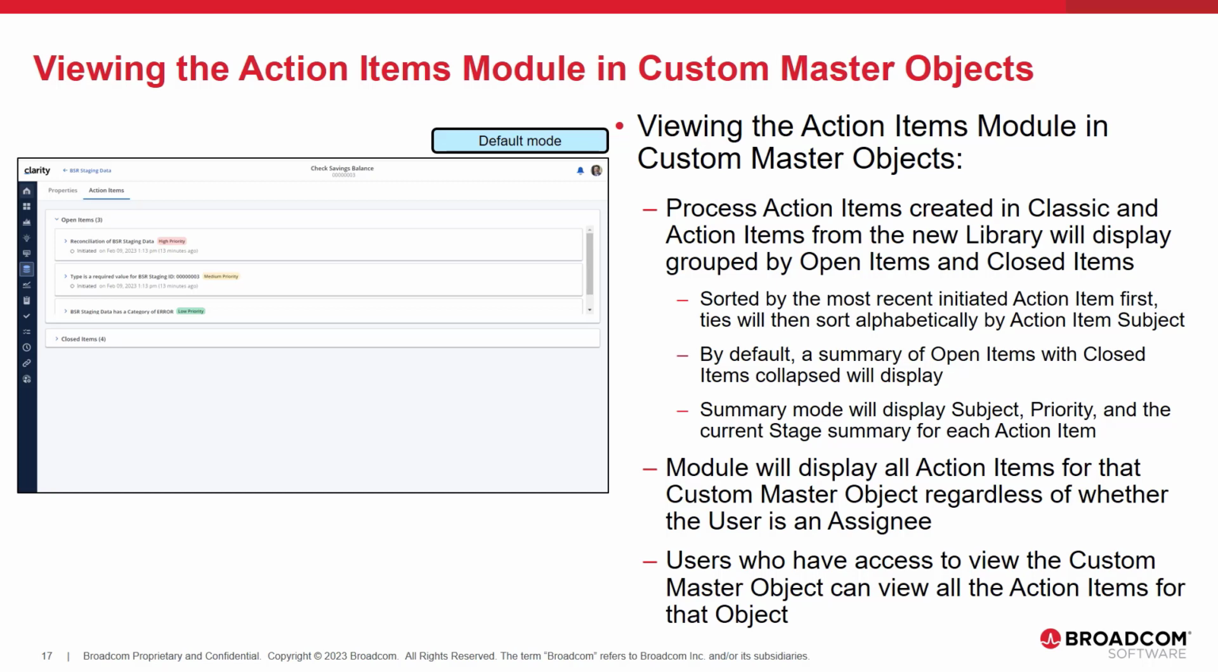Now users are going to see action items in this module that were created in Classic through processes, and they're also going to see action items from the new library here. And you don't have to be an assignee for an action item to see them here. Essentially, whatever action items exist under the custom master object will appear on the screen. Under their grouping of open and closed, they're sorted by the most recent initiated action item first.